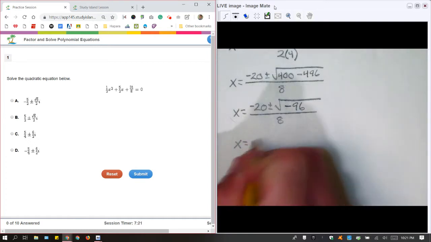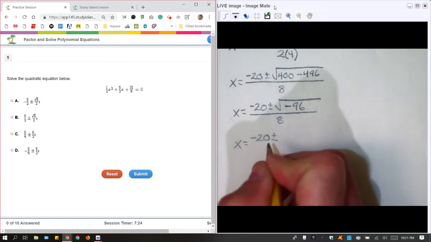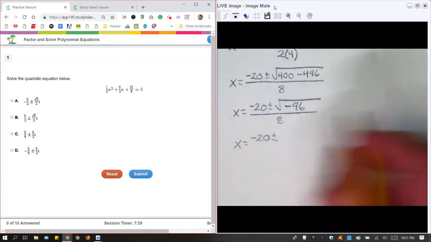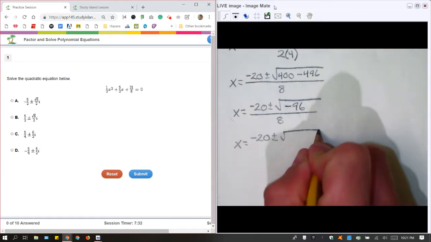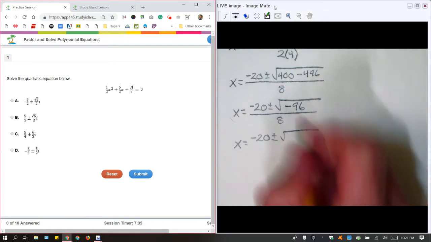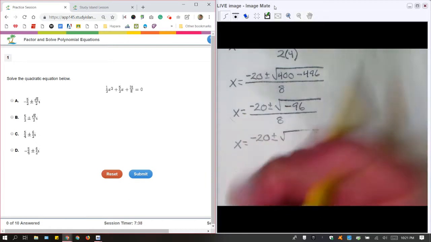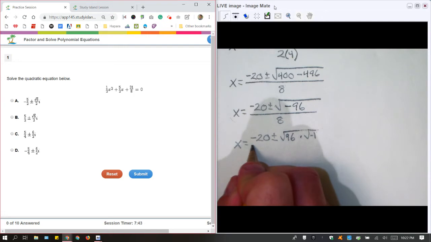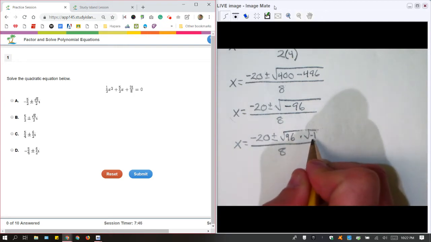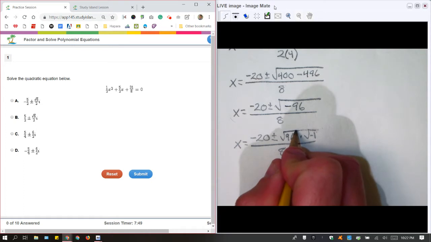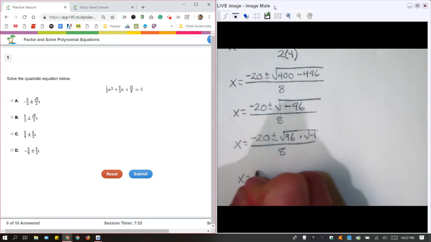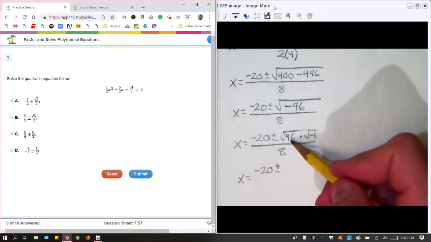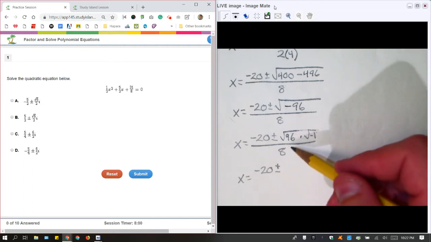We have x equals negative 20 plus or minus. We'll break down the square root of negative 96. First, I'm going to say the square root of 96 times the square root of negative 1, divided by 8, because I'm going to break out that negative symbol. That square root of negative 1 from now on will just be i. So now I have x equals negative 20 plus or minus, and what goes into 96?